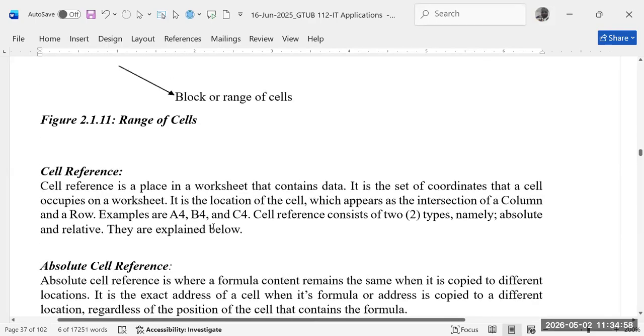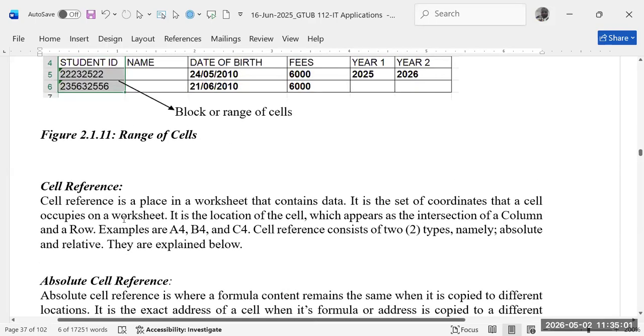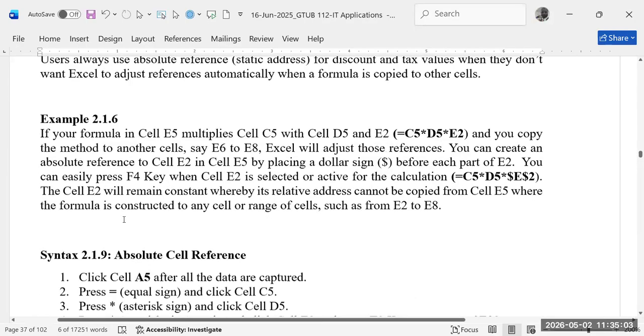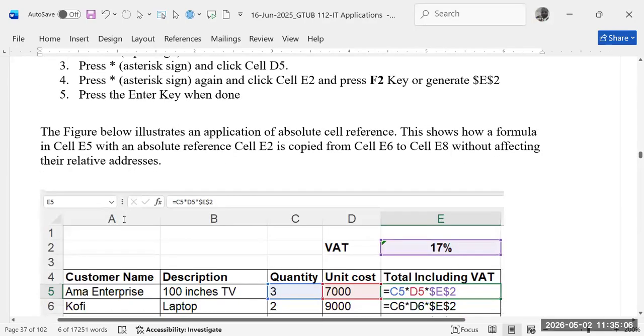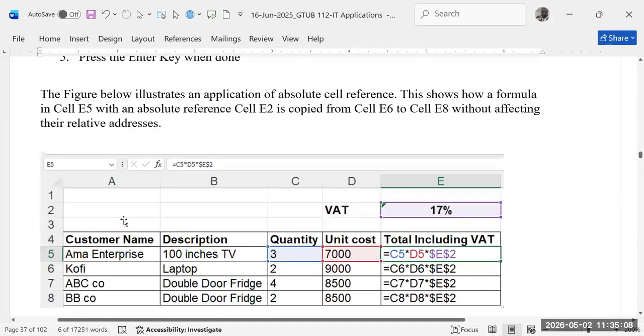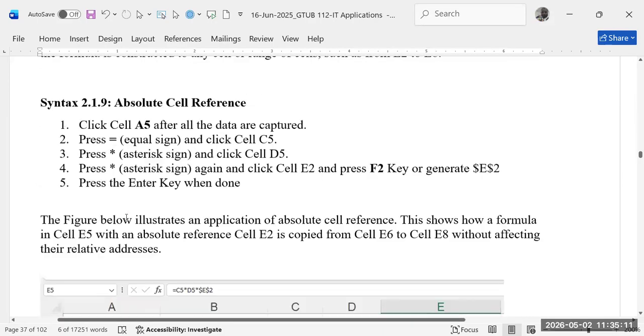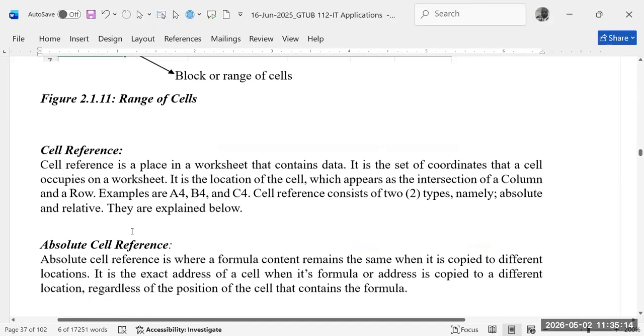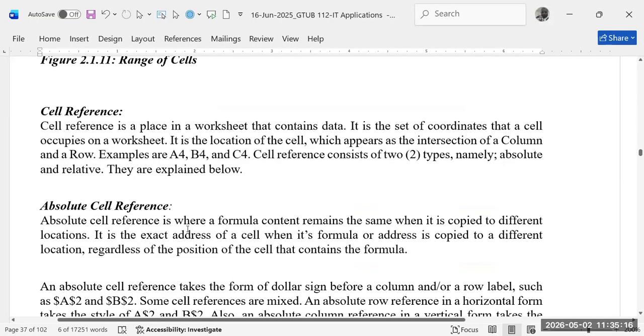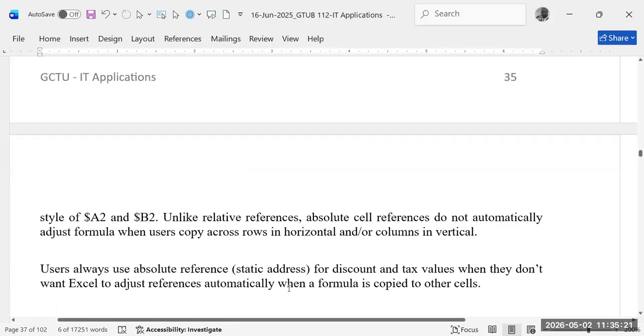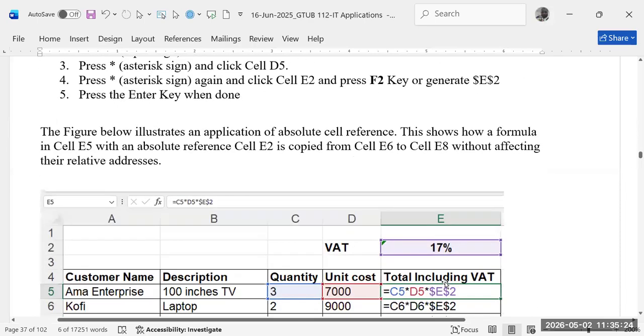In a spreadsheet, there's something called absolute and relative cell reference. Absolute is where a formula's content remains the same, irrespective of whatever you do. So for example, here, this E2 is an absolute cell reference. When you perform calculations, the spreadsheet will not adjust the reference to this.